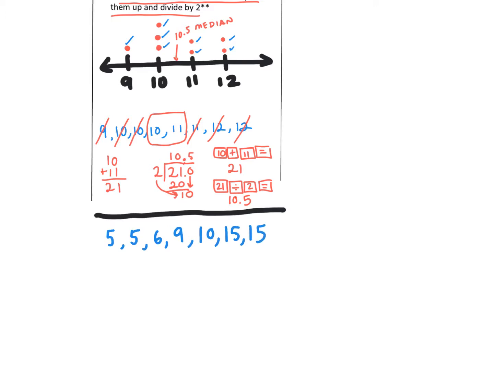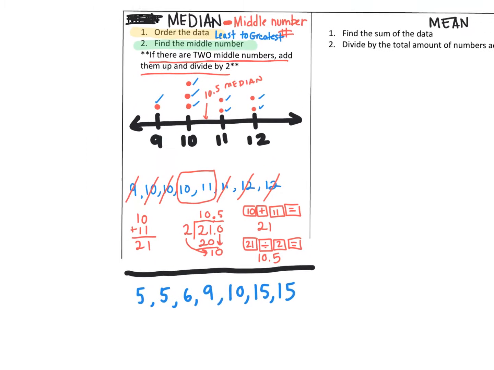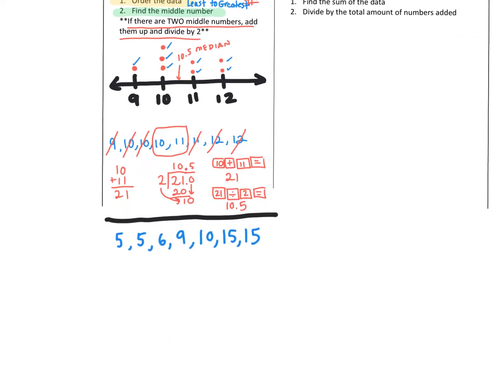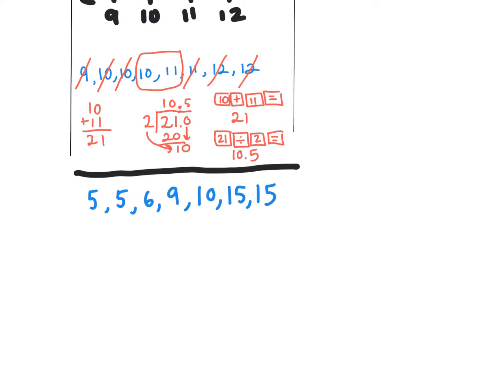So the first thing I do is I order from least to greatest, just like it says up here, which they're already in that order, so cool. All right, now let's find the middle number. Let's cross out as normal. I have a 5 here and a 15 here. I have a 5 here and a 15 here. I have a 6 here and a 10 here. Very cool. I did not have two numbers, so therefore my median is simply 9.